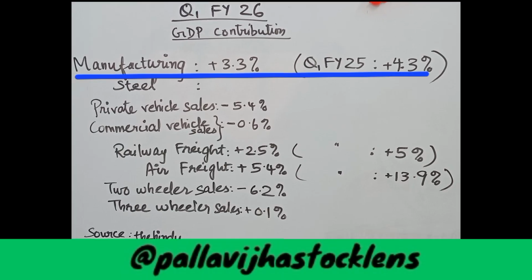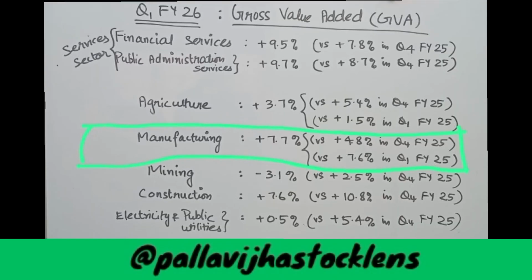So just to explain, the manufacturing segment as measured by IIP, that is the Index of Industrial Production, grew by 4.3% in Q1 FY25, and this quarter, Q1 FY26, it has grown by 3.3%. Whereas if you look at the gross value added numbers, the manufacturing sector has contributed a much stronger 7.7%. So why this gap? Why this difference?